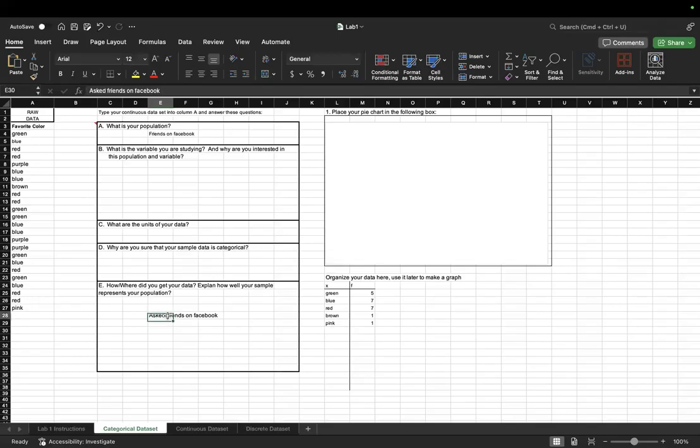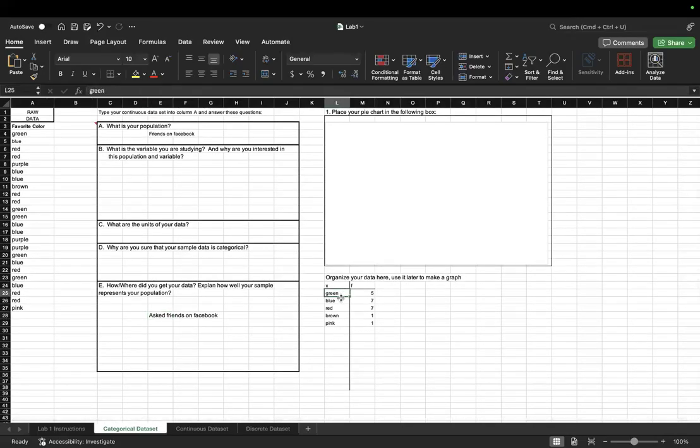You can say, I went on Amazon and searched for tennis shoes and took the first 20 tennis shoes and their color. However you got your data, this is where you're going to put that. Okay. So now what you're going to do down here is you're going to organize your data.